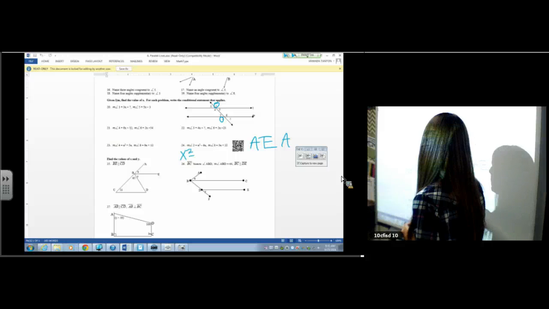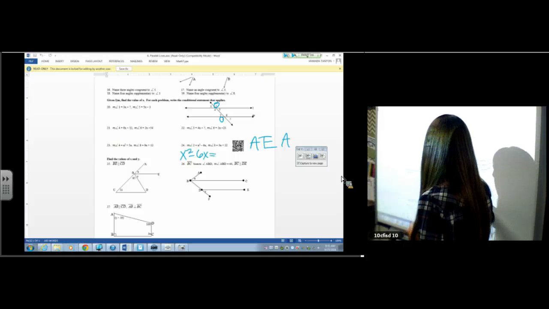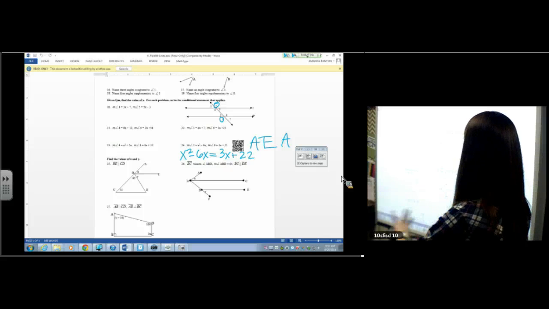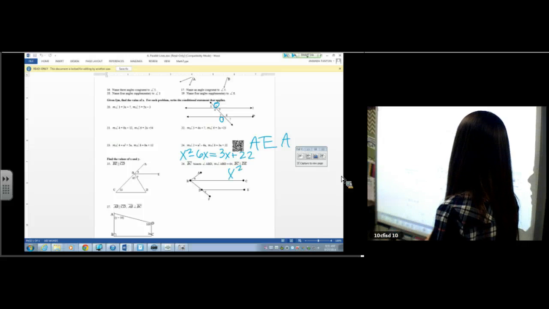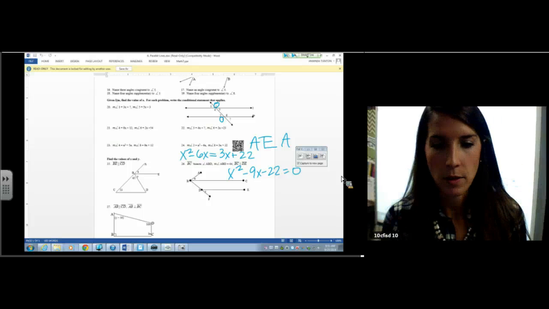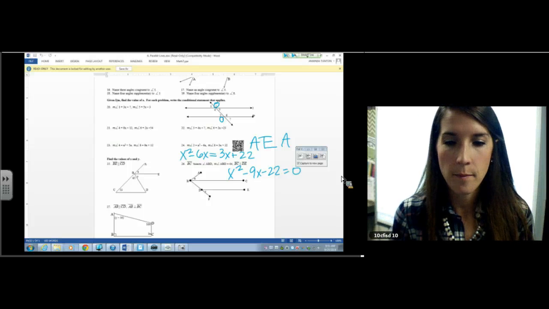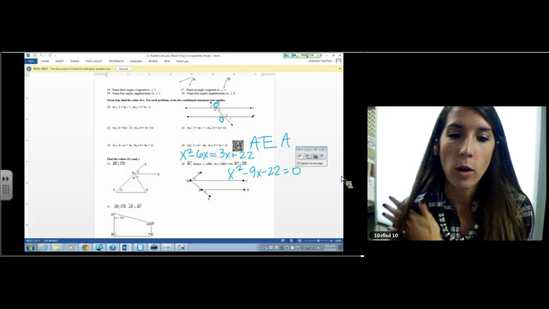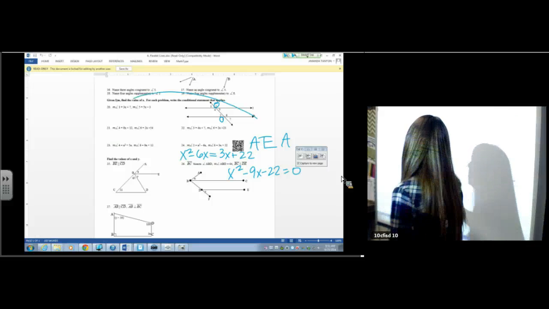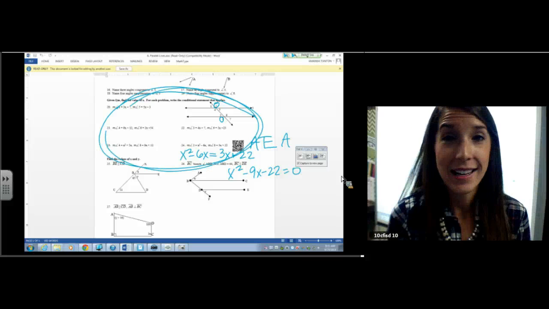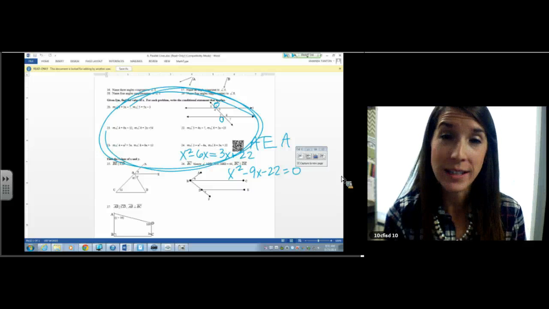X squared minus 6x equals 3x plus 22. Then it's a factoring problem, so you move everything to one side. X squared minus 9x minus 22 equals 0, and then you factor that one. You're going to use 11 and 2, but I'll let you factor it on your own. So the moral of the story is that in this whole section, you're either setting them equal or you're adding to equal 180. There's no other choices, A or B.